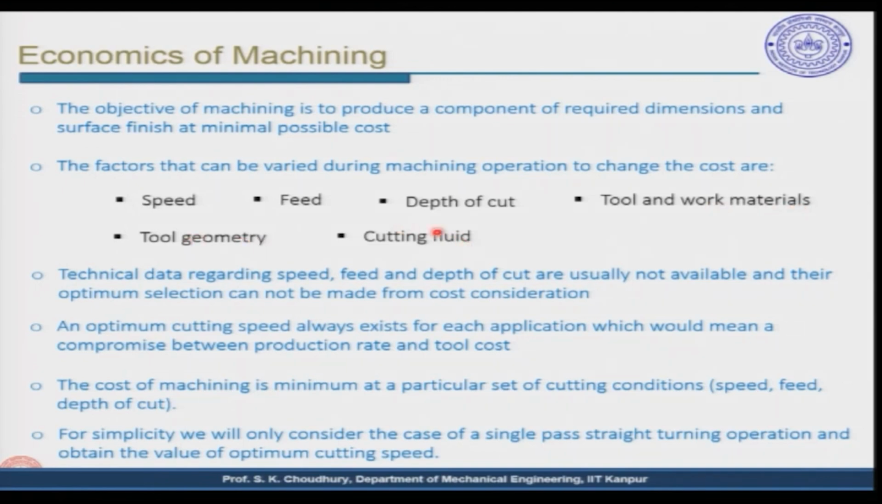This we have discussed. Now, the technical data regarding speed, feed and depth of cut are usually not available, and their optimum selection cannot be made from the cost consideration only. An optimum cutting speed always exists for each application, which would mean a compromise between production rate and the tool cost. What does it mean? Let me explain it to you.